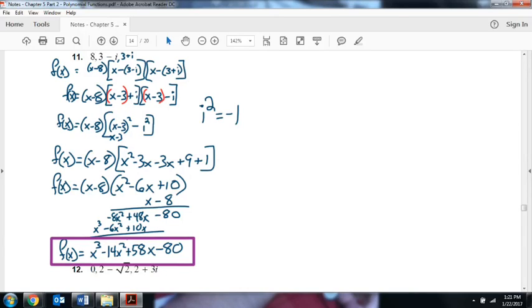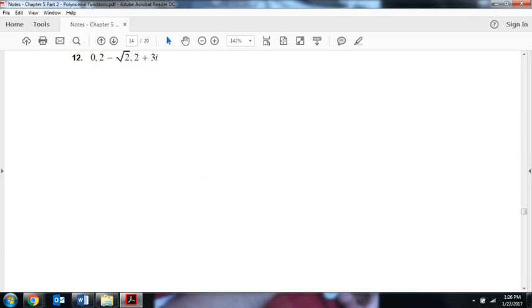Let's bump down to number 12. All right, number 12 has finally reached the point of pain in the butt. So we have a root at 0. We have a root at 2 minus the square root of 2. So that means we have one at 2 plus the square root of 2. We also have 2 plus 3i. So that means we have 2 minus 3i. All right. So we have 5 roots to deal with.